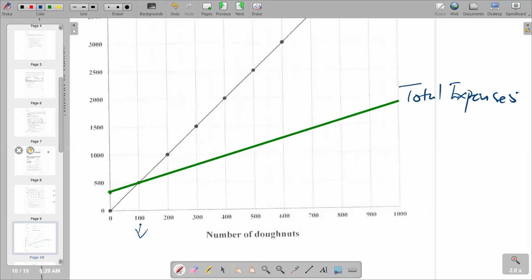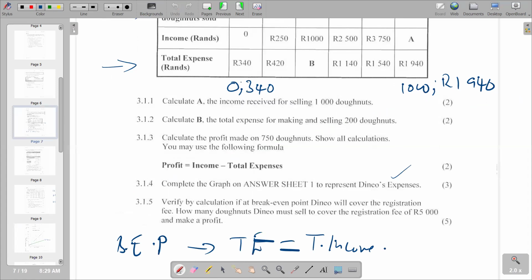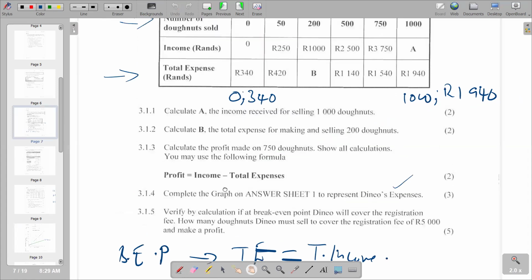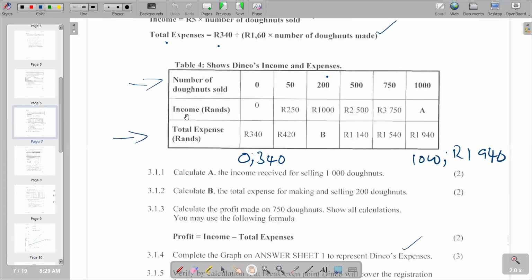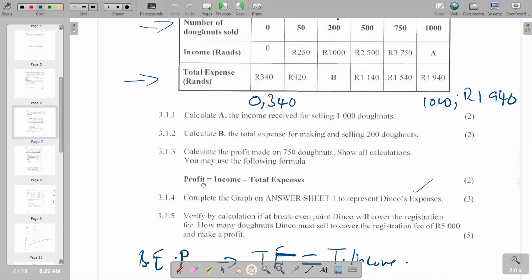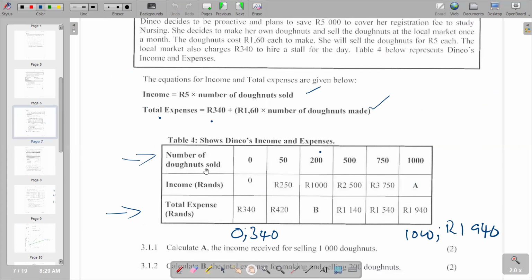Genio can only raise 100 times 5 rand per donut. If you refer back to our question, you'd see that we have each donut having a value of 5 rand. So if you say 5 rand times 100, you are going to get 500 rand, which is not going to be enough to cover the registration, which is 5,000.